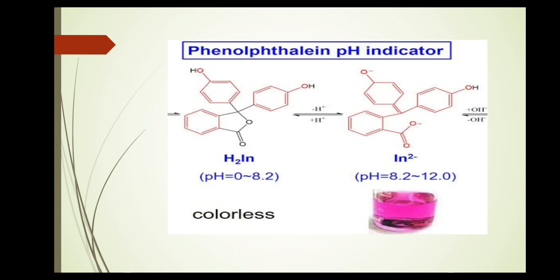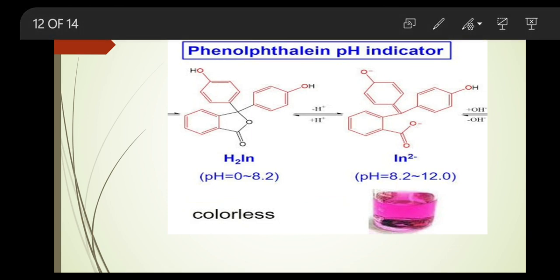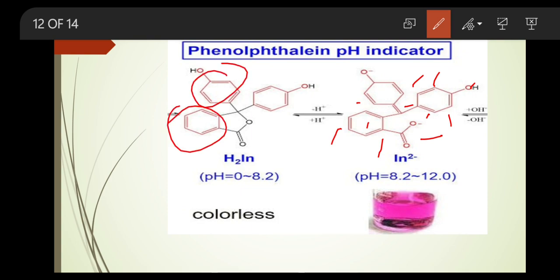This pink color is because of the extended conjugation. See, double bond, double bond, double bond, double bond, double bond, double bond, double bond. All these bonds are in conjugation. Every 2 double bonds are separated by a single bond. So there is an extended conjugation here. Because of this extended conjugation, it is able to absorb UV visible light, and it appears pink. Whereas in the colorless form, there is no conjugation. That means each individual benzene ring has conjugation, but in between them there is no conjugation.